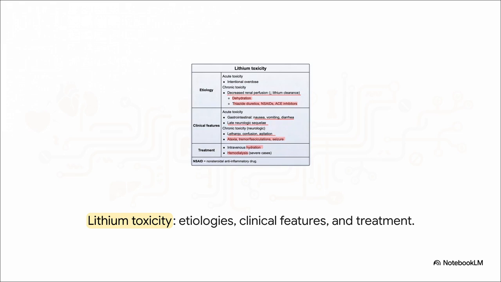And as a quick side note on NSAIDs, remember they can worsen renal function, exacerbate heart failure, trigger GI bleeds, and dangerously amplify anticoagulant bleeding risks. Anyway, back to lithium. When clearance drops, it causes lethargy, ataxia, and tremors, which can quickly escalate into full-blown seizures that might actually require hemodialysis.